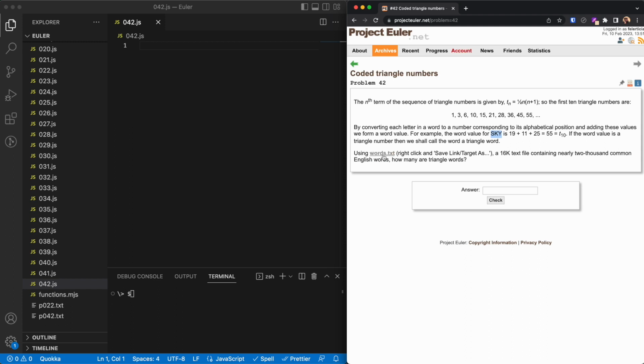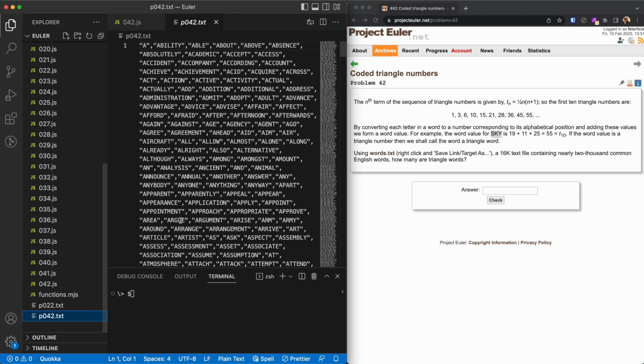Using this file, which we will save, find how many of those words are triangle words. So first thing we need to get the file and save it. I have already done it. It's here. You can do the same. You can see all the letters are in capitals, so no need to convert them.